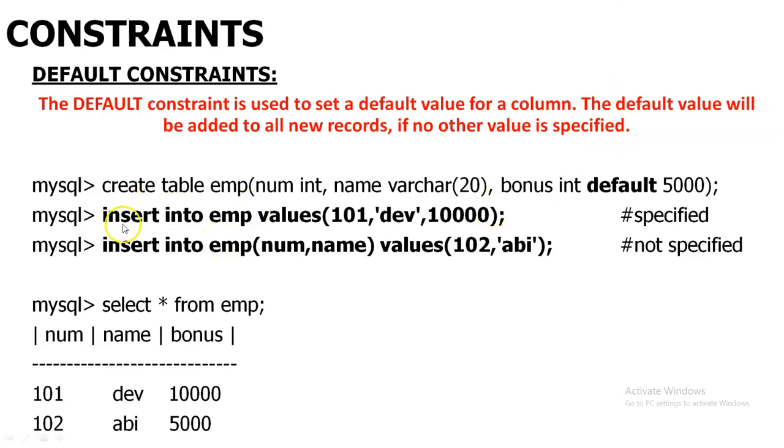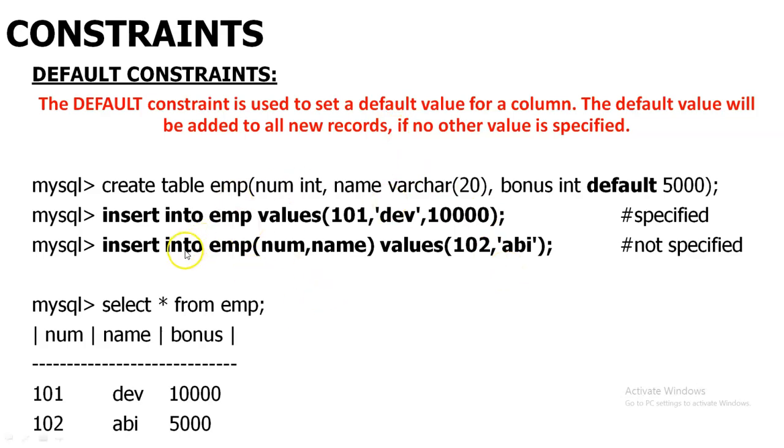So in the first syntax or first query, you will be seeing that insert into employee values, the number is 101, name Dev and 10,000 is specified. So here manually they are specifying a particular value for the attribute bonus. Whenever you are specifying a value by yourself manually, that new value will be taken as the value for the attribute.